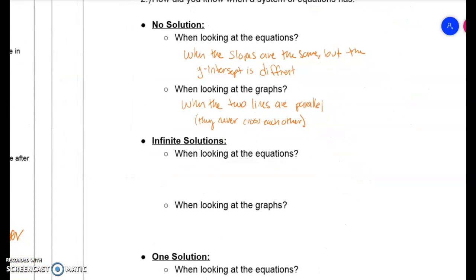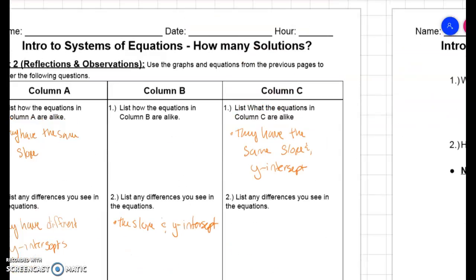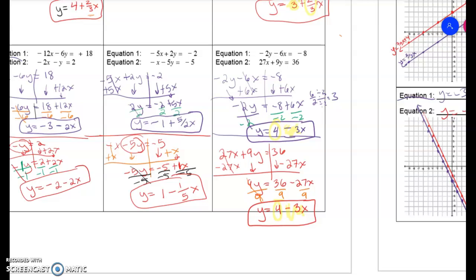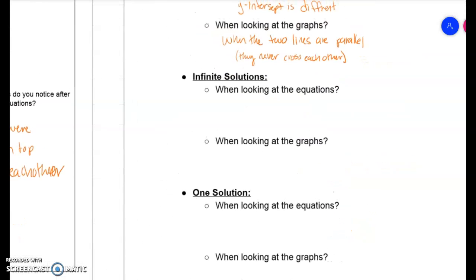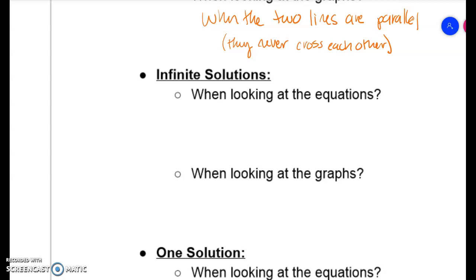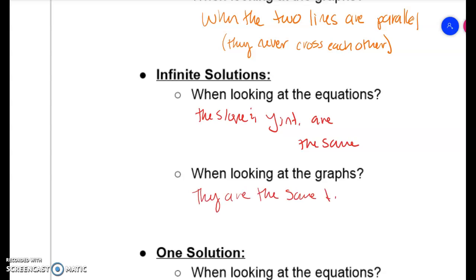So infinite solutions. How do we know when it's an infinite solution? Well, when looking at the equations, both of the answers were the same. Remember? They were both exactly the same. Remember when we solved it out and we got 3 equals 3? That would be an infinite solution. So when looking at the equation, the slope and y-intercept are the same. And looking at the graphs, they are the same line.